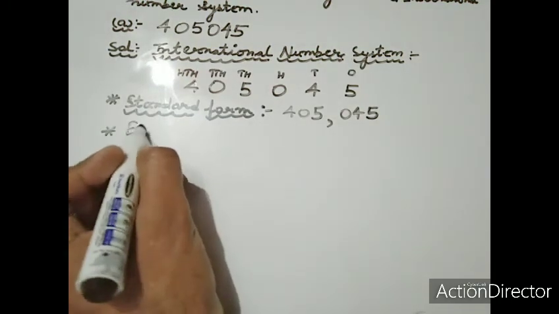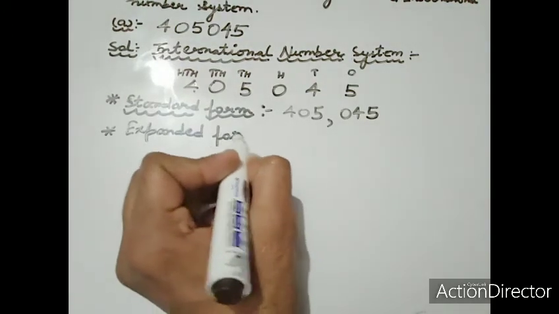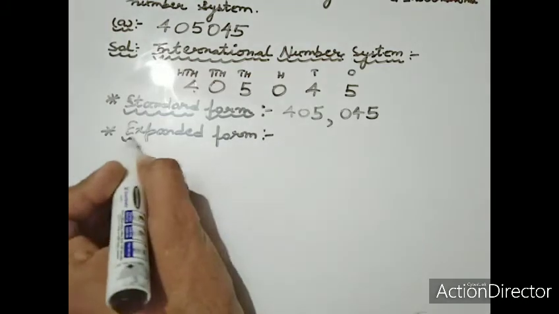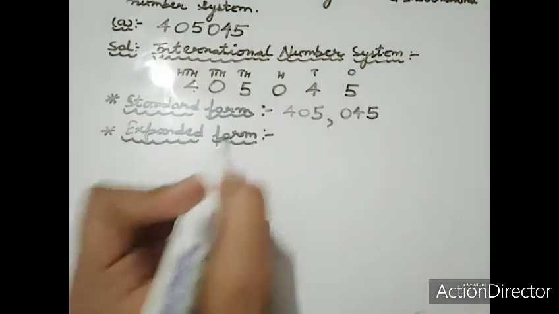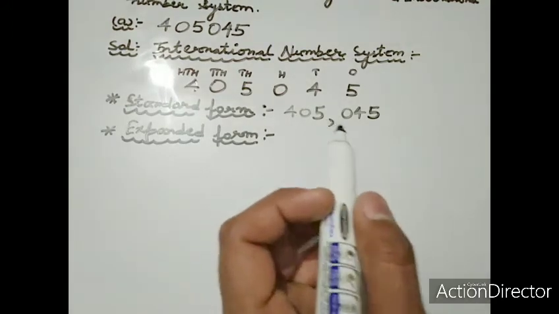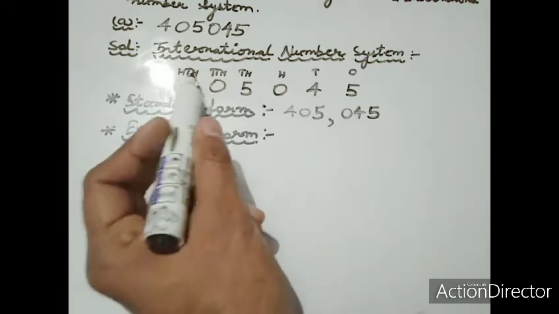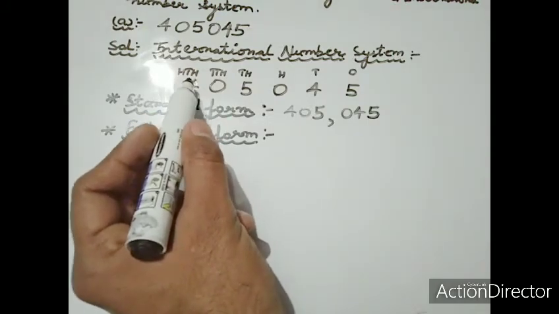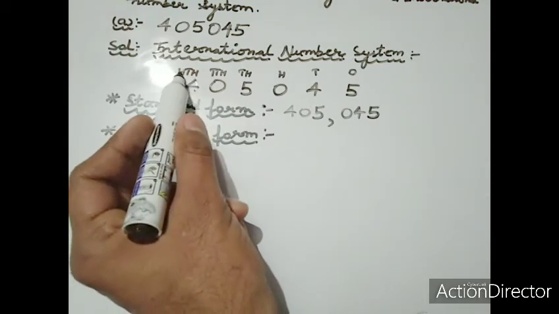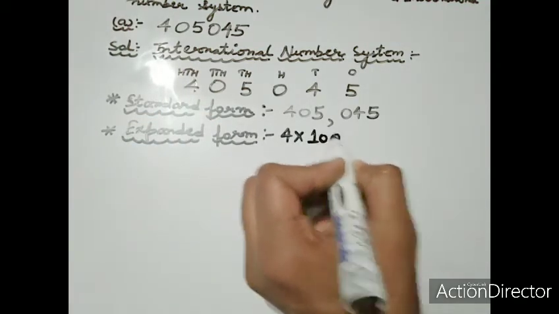Now we write the expanded form. Expanded form of the number. So now here we write the numbers and the digits according to their places. So 4 in a 100,000 place. So here 4 multiply by 100,000.